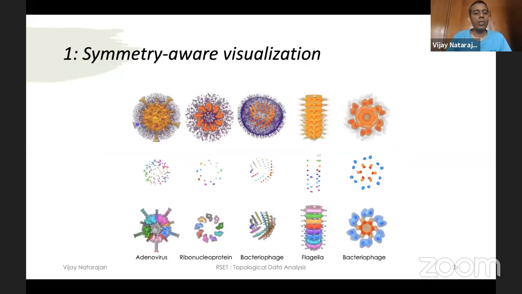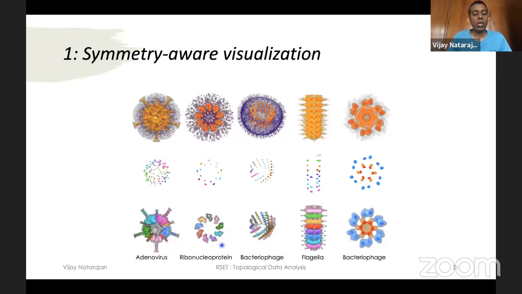So instead of visualizing the data in the form that you see on the top row, if we know the symmetry and we can compute it, right, we can exhibit that symmetry and highlight it, right? So here is the adenovirus visualization where you show explicitly the symmetry, right, as compared to this where the symmetry is not explicitly highlighted. So there can be dodecahedral symmetry.